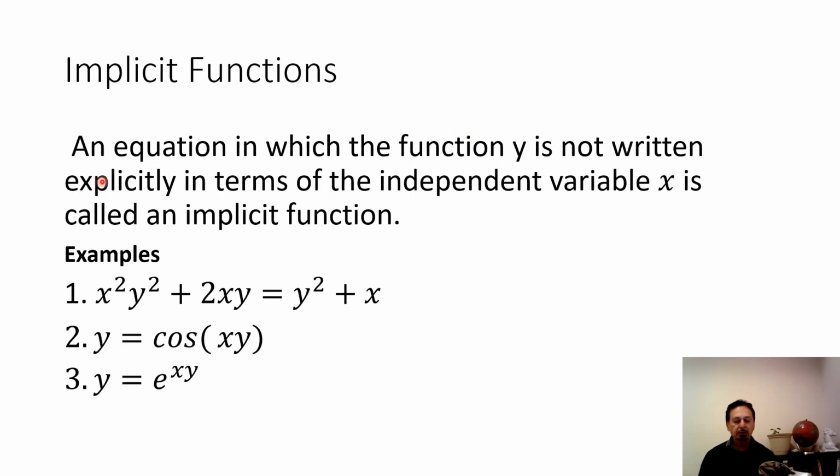Implicit functions. An equation in which the function y is not written explicitly in terms of the independent variable x is called an implicit function. Example: x squared y squared plus 2xy equals y squared plus x. y equals cosine of xy. y equals e to the xy.